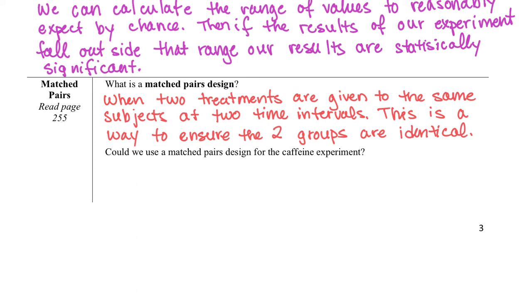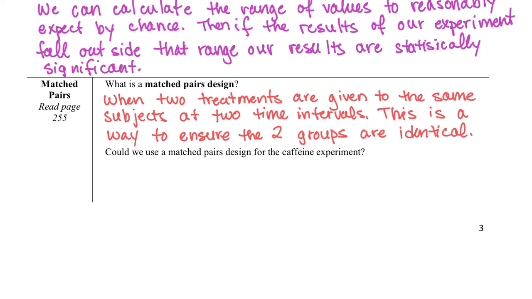So maybe one day I'd have the class come in. I would split the class into two groups, but you wouldn't know which group you were actually in. Some of you would receive the caffeine that day. Some of you would not. And we would record your results from your pulse rate and whether your pulse rate had increased. Then the next day you would receive the exact opposite treatment. So if you got caffeine the day before, you would get the caffeine-free soda the next day. So that's how matched pairs would work.